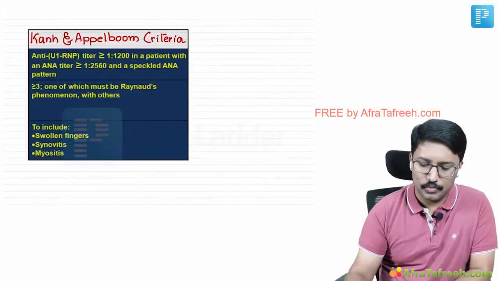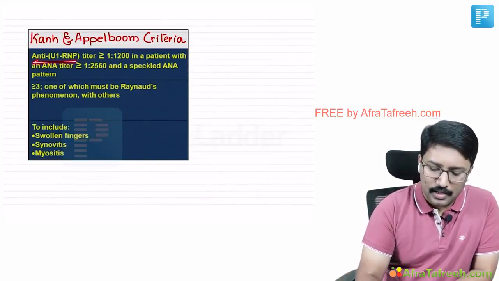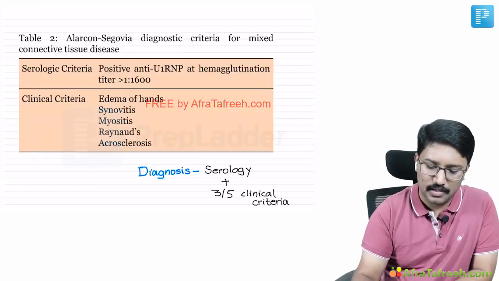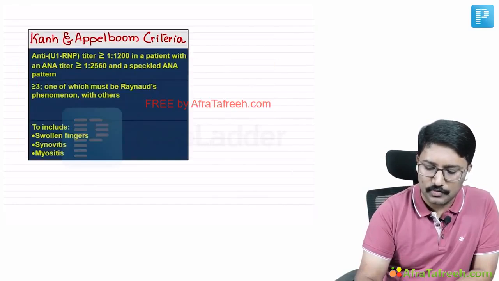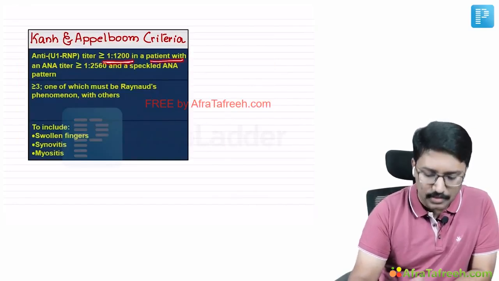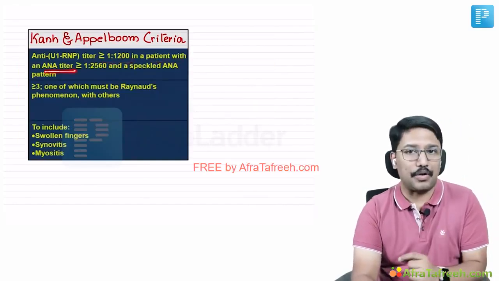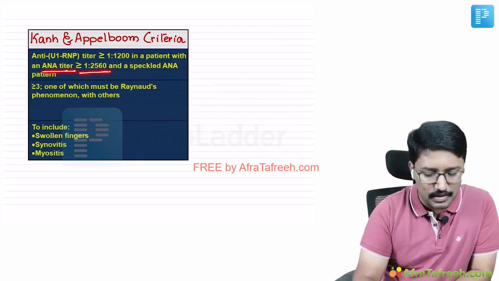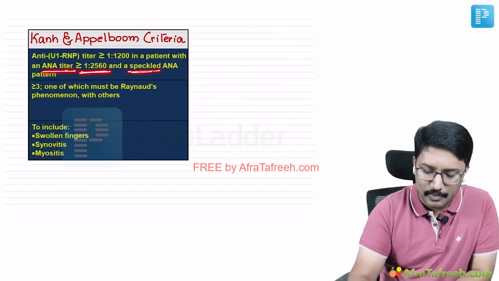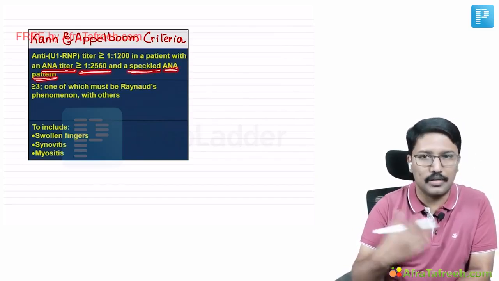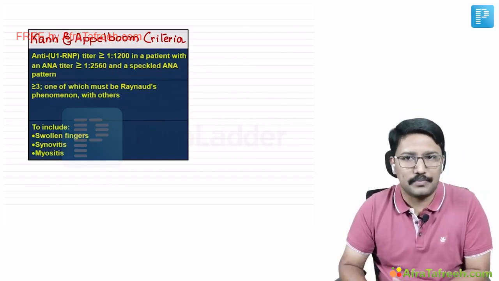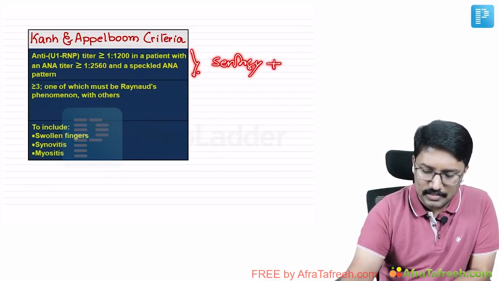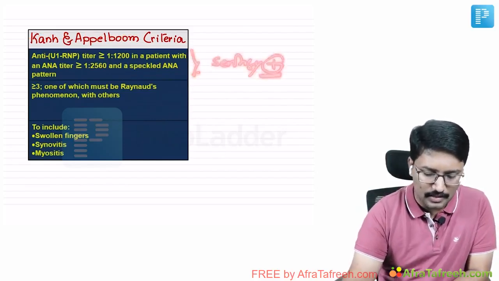So according to this Kahn and Appelbaum criteria, the anti-U1 RNP titer should be more than 1 in 1200. So in the previous criteria it was 1 in 1600. Here it is 1 in 1200 in a patient with ANA titer. So ANA is also quantified here. In a patient with ANA titer more than or equal to 1 in 2560 and a speckled pattern of ANA. So on the IF pattern it should be speckled. Okay, so this is the serological criteria. So serology should be there. Serological criteria satisfied. Then we are looking at the clinical characteristics.